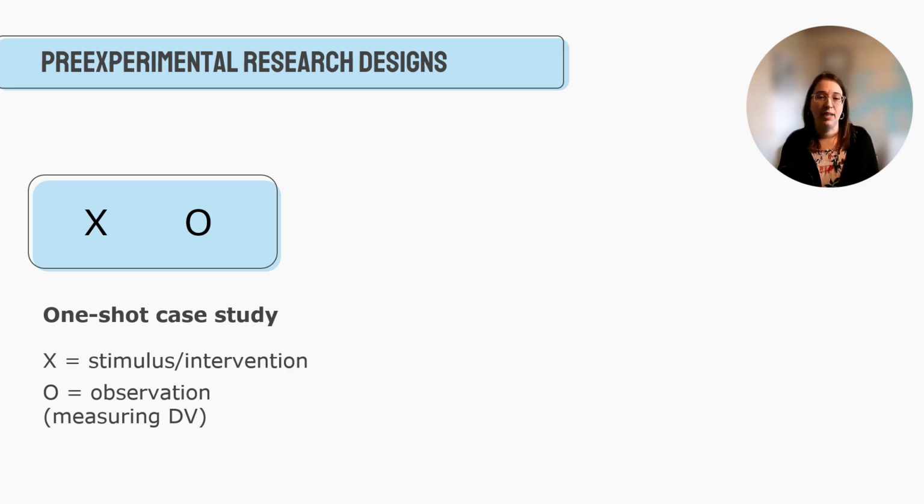So this is a one-shot case study, and it's a limitation because we don't have a baseline and we don't really know how something has changed. And we can't assess our changes over a time period. So how do we know that history or maturation hasn't affected that end result?